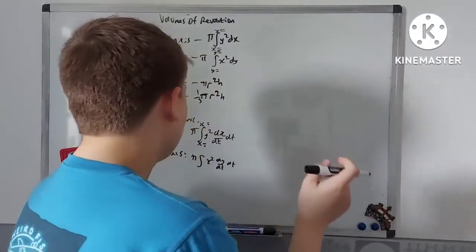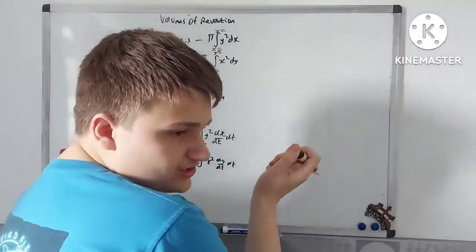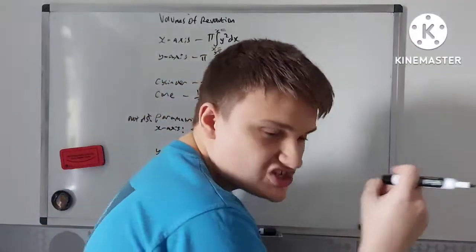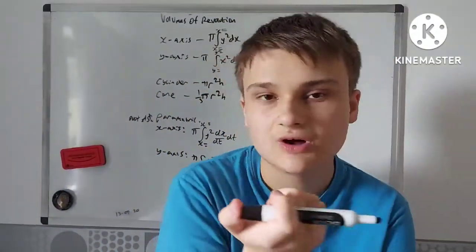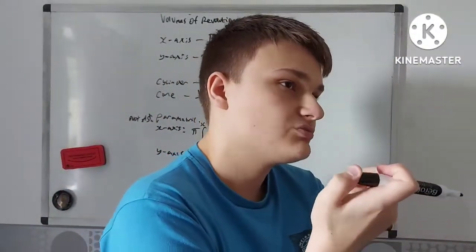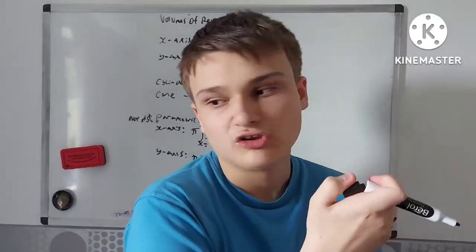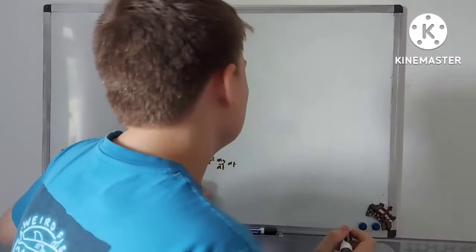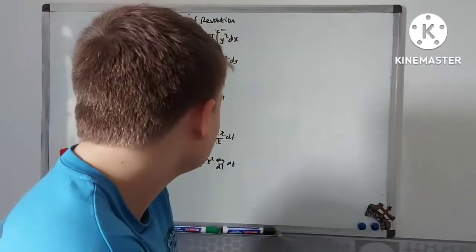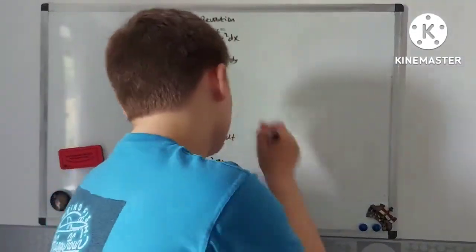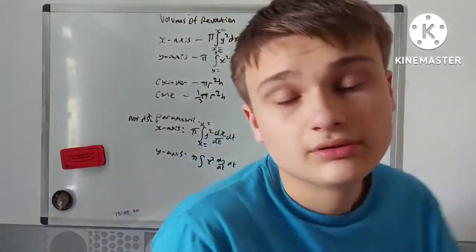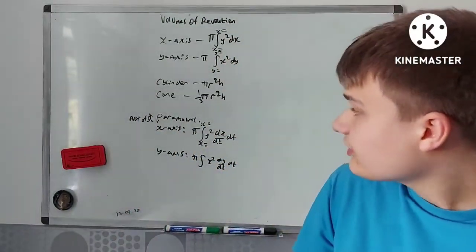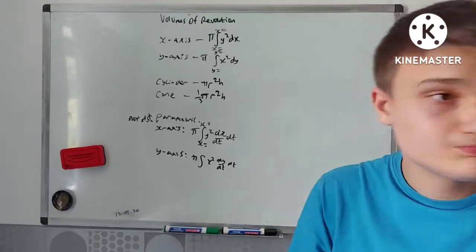Parametric volumes of revolution are used when you cannot eliminate the t variable in parametric equations. So if you've got something like t squared plus 1 and t cubed plus 3, for example, I don't really want to be equating them and doing a lot of mess with them. There's no real point in doing that, so you might as well just use the parametric forms that are given. Alright, that is all you need to memorise for volumes of revolution.